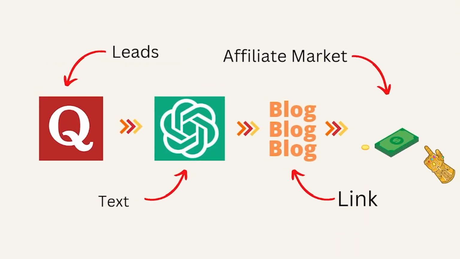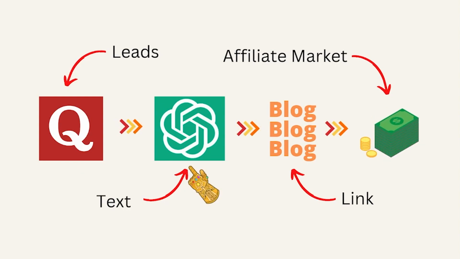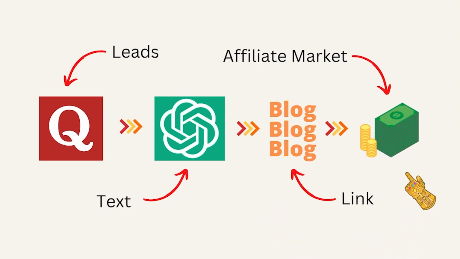So essentially, we're going to find questions that are high in followers, low in answers. We're going to answer those questions using ChatGPT, and then we're going to expand on those answers and make a blog post, where at the end we're going to link our affiliate products, and that's how we can make money with affiliate marketing with Quora. Here is an example of how this would look.